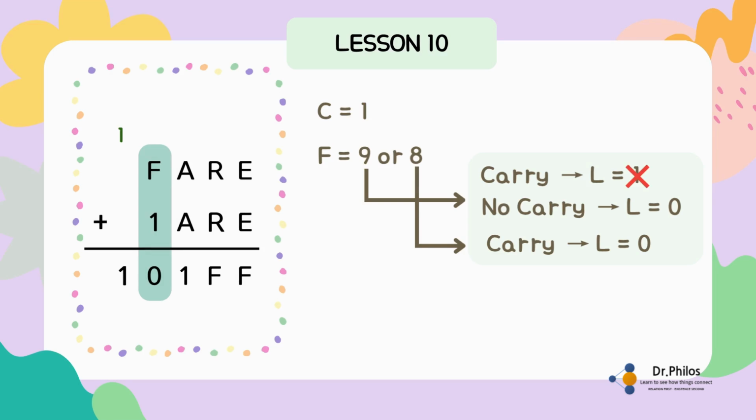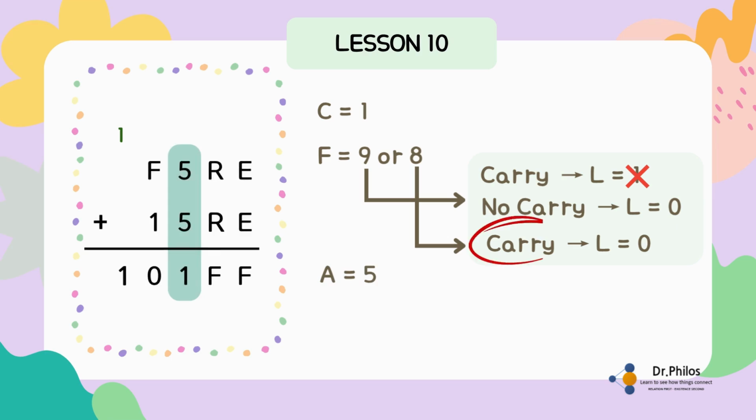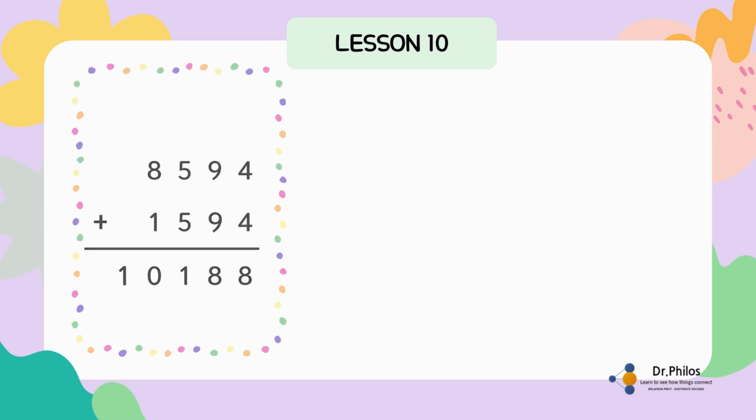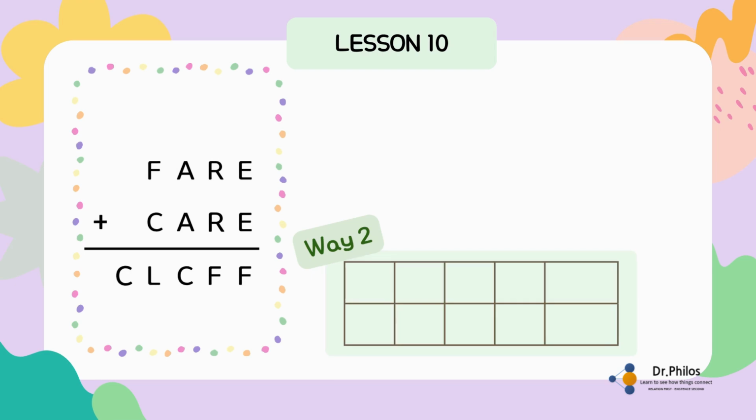If L is 0, A cannot be 0, so it must be 5. That makes a carryover from the hundreds place. So F is 8. Lastly, using the relationship R minus E equals 5, we can tell that R is 9 and E is 4. Let's write down the letters in the order we found them this time. It goes C, then L, then A, then F, then R, and E.